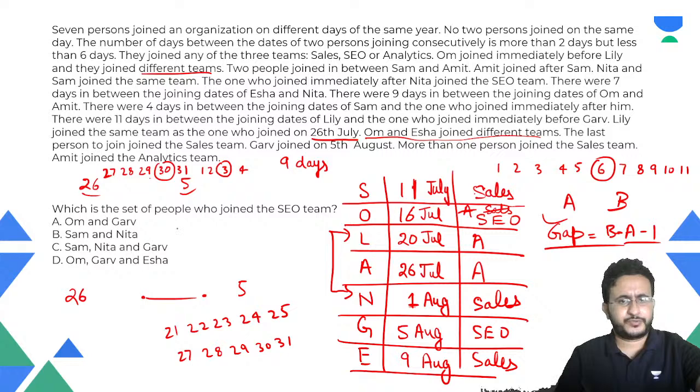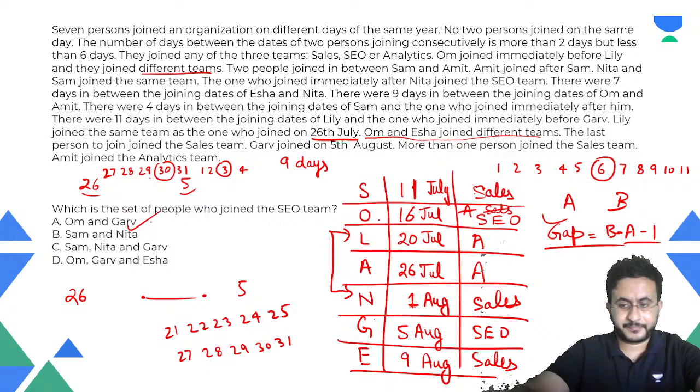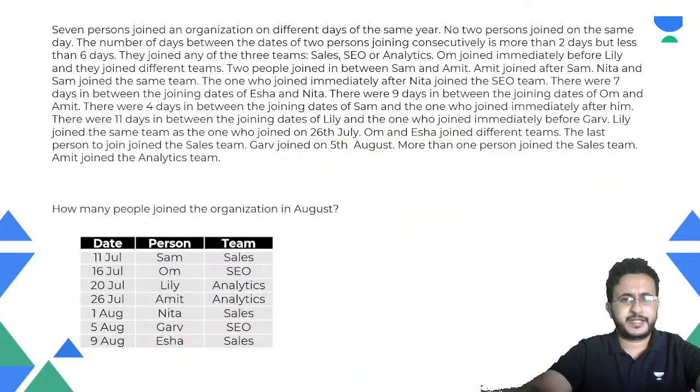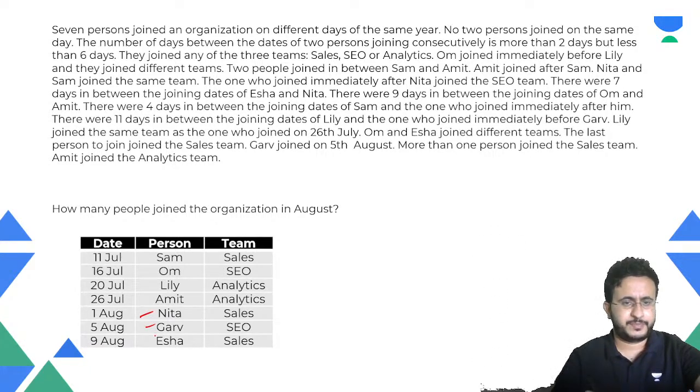So the first question is, what is the set of people who joined the SEO team? We know that Om and Gav joined the SEO team. So try this set again, taking ample time and seeing the conditions again. How many people joined the organization in August? There are 3 people who joined in August.